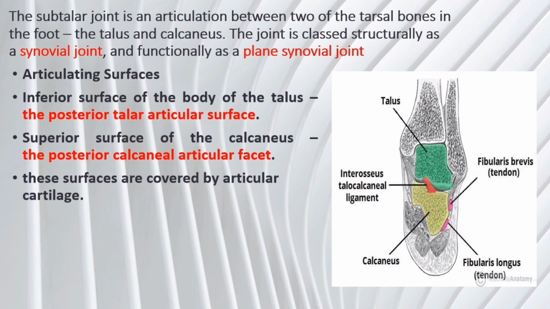Articulating surfaces. The subtalar joint is formed between two of the tarsal bones. Inferior surface of the body of the talus, the posterior talar articular surface. Superior surface of the calcaneus, the posterior calcaneal articular facet. As is typical for a synovial joint, these surfaces are covered by articular cartilage. Note: some texts will refer to the talocalcaneal part of the talocalcaneonavicular joint as being part of the subtalar joint. Although this forms part of the functional joint, the true anatomical subtalar joint consists only of the surfaces mentioned above.